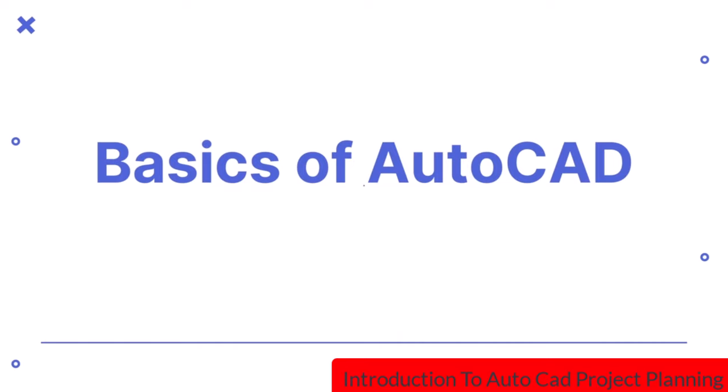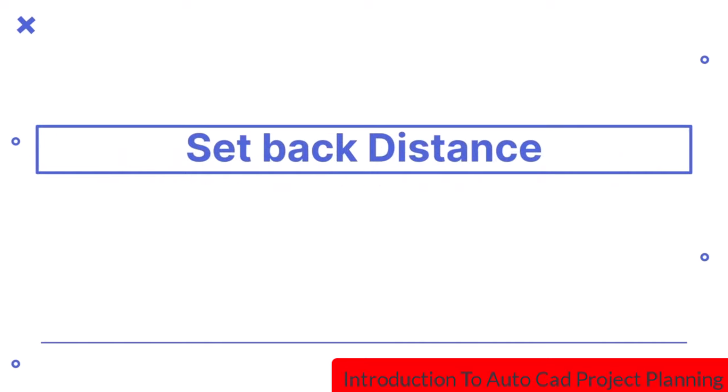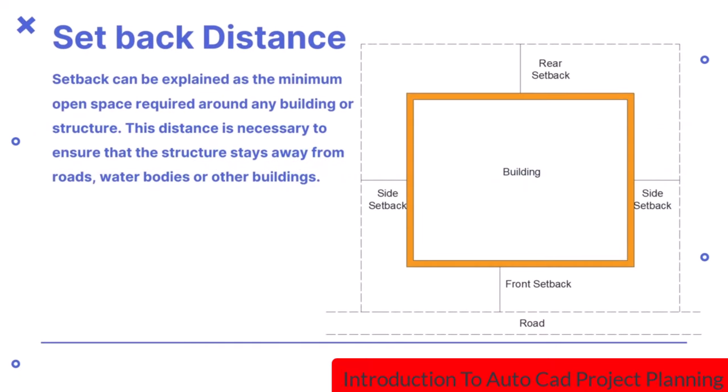Hello everyone. In this video, we will be learning about setback distance. Setback distance can be explained as the minimum open space required around any building or structure. Municipal regulations provide that a specific distance should be maintained between a building and the boundary of the plot on which the building is being constructed. This distance is necessary to ensure that the structure stays away from roads, water bodies, or other buildings. Setbacks are required at the front, rear, and sides of the buildings, and the specifications vary from one area to the other.